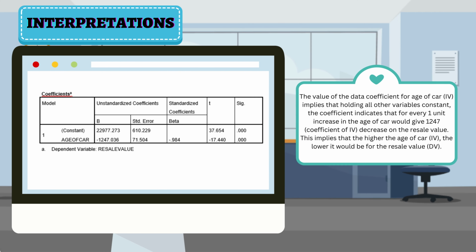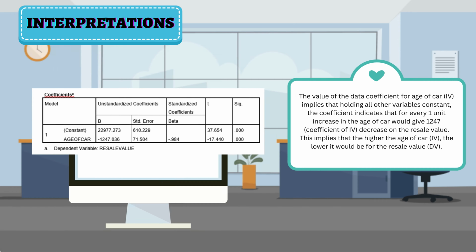The value of the coefficient for age of car, which is the independent variable, implies that holding all other variables constant, for every 1 unit increase in the age of car, there would be a 1,247 decrease in the resale value, which is the coefficient of the independent variable. This implies that the higher the age of car, the lower the resale value.